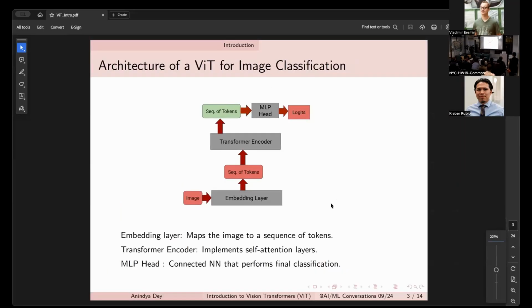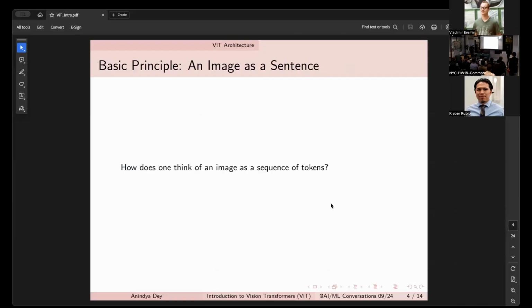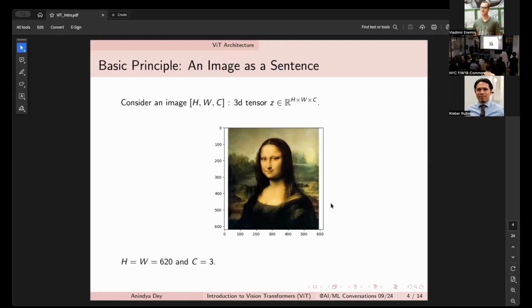All right, then let's move on. But before we move on, the first question is, how do I even think of an image as a sequence of tokens? A sentence is clear, it's made up of words. What does it mean to think of an image as a sequence of tokens? So think of an image. It has a height, a width, and some number of color channels.